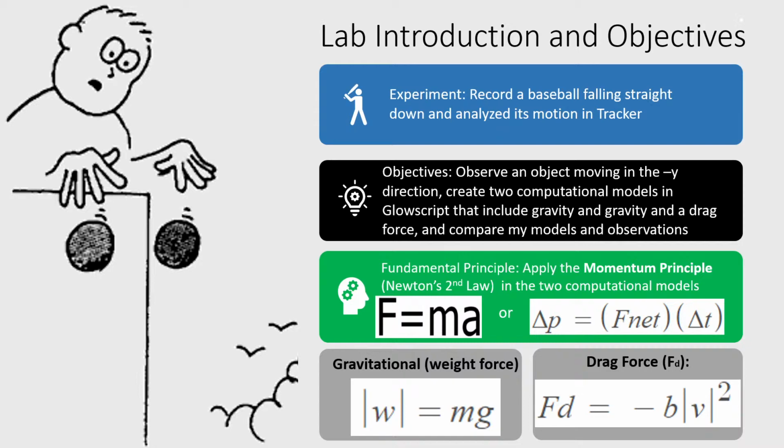The second force, whose magnitude will be in the opposite direction of the object's motion, will be the drag force, and this is the result of the product of the proportionality constant b in the formula and the magnitude of the speed squared. Prior to this lab, I predicted that the observed motion would be best modeled by the computational model that includes both gravity and the drag force, because it would be more accurate by considering all the forces that could have potentially interacted with my object.